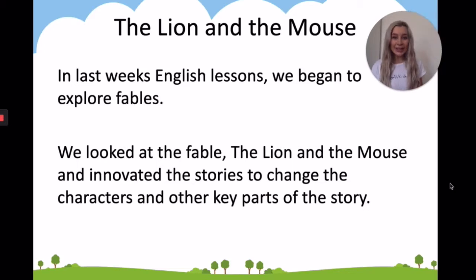In last week's English lessons, we started to look at the fable, The Lion and the Mouse. So you learnt the story off by heart, and then towards the end of the week, you created your own version of the story map by innovating your own. In today's lesson, I'm going to show you how to write this story map up so that you have your own version of the story.